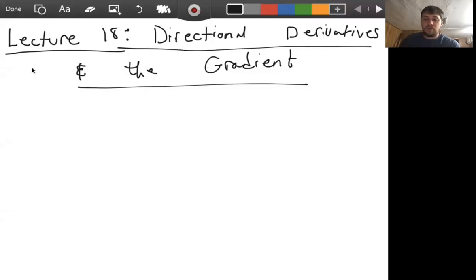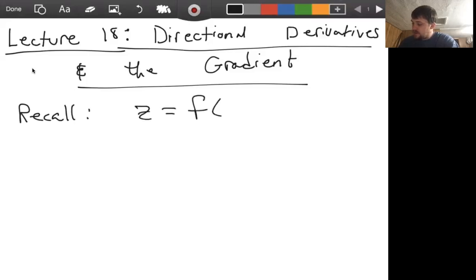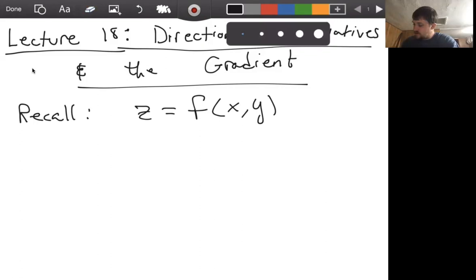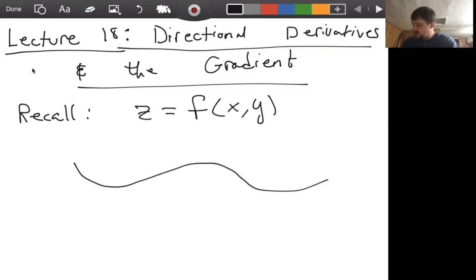Before we discuss what directional derivatives and the gradient are doing, let's remember what the partial derivatives represent. So if we recall here, say if we have a function of two variables, z equals f of x, y, we know this defines some surface in 3D space. So maybe I can just kind of draw a surface here.